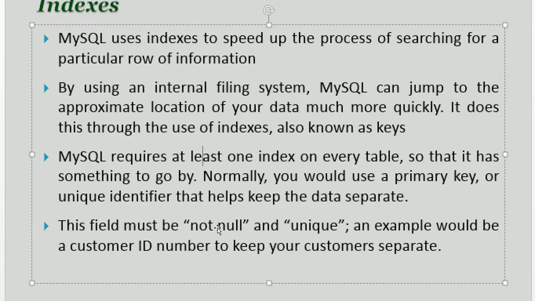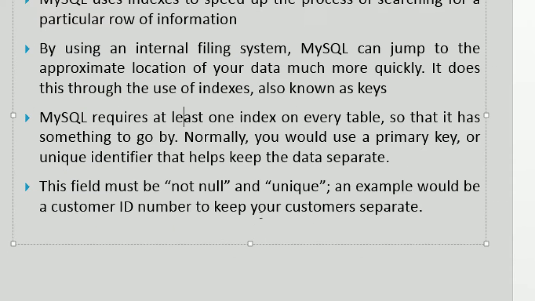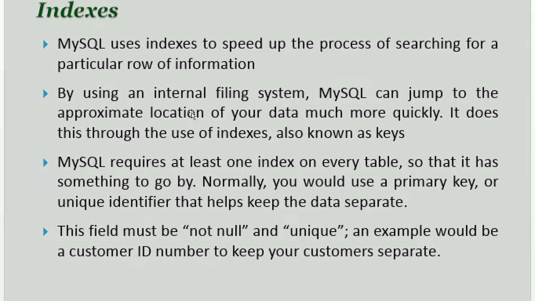There are keys and indexes in the tables in SQL. With the help of that, it will go to the specific location to find the data you want. So MySQL requires at least one index on every table. Minimum one index is required on every table, so that it has something to go by. Normally you would use a primary key. We will use the primary key for searching the records uniquely. That helps keep the data separate from each other.